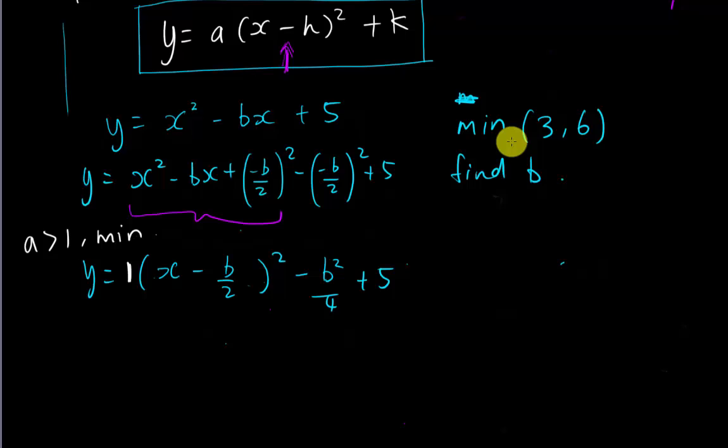Now I will need to use the 3 and 6. You will need to know how to use the 3 and 6. I say they're always the opposite sign for the x value. 3, right? So this is negative b over 2, so it will be positive b over 2 equals 3. So b will equal 6.